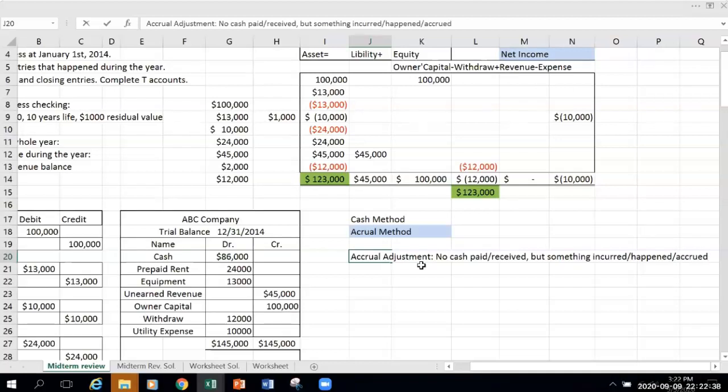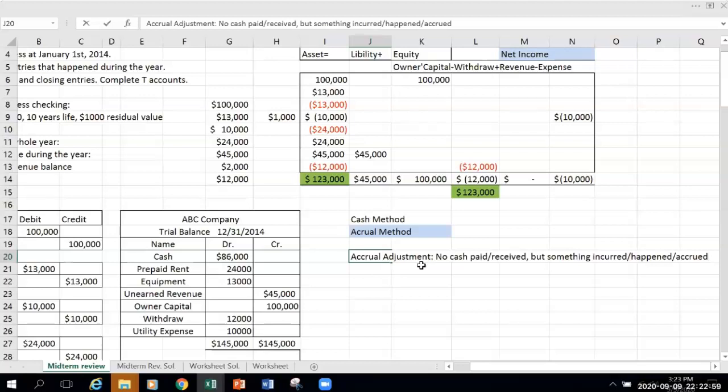Okay? So, accrual adjustment is an adjustment that you need to make at the end of the year, not because you paid cash to someone or you received cash from someone, but just because something happened. Let's say borrowing.